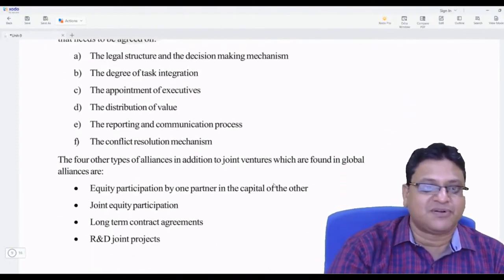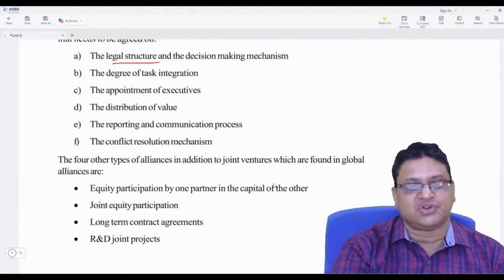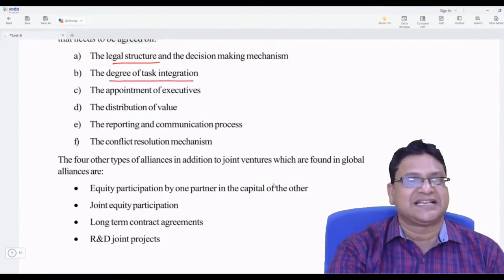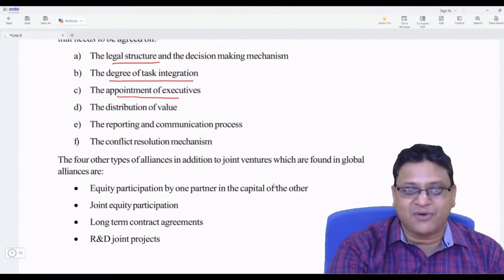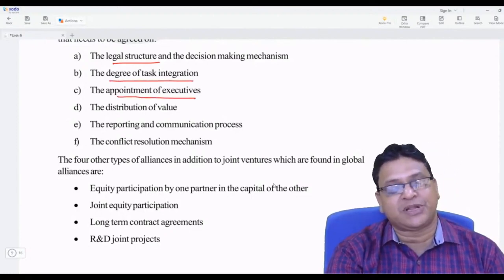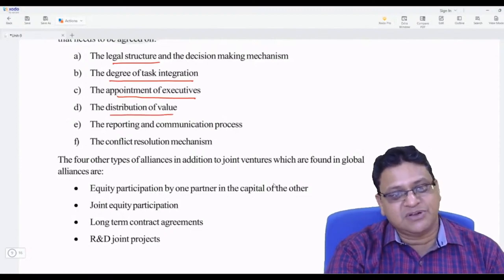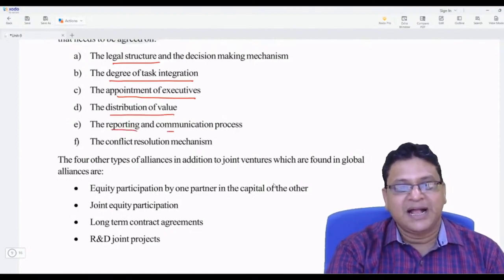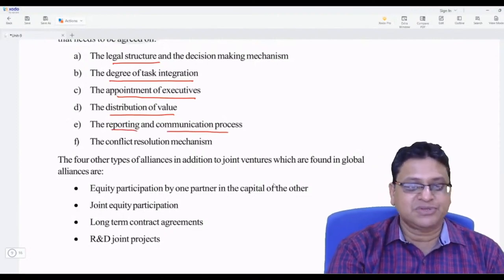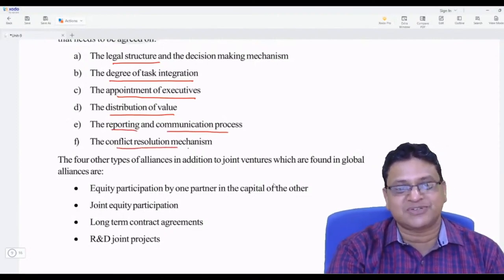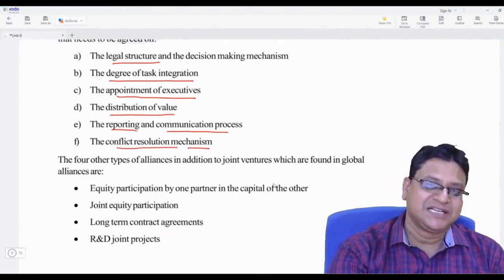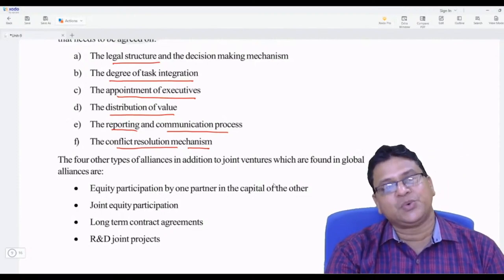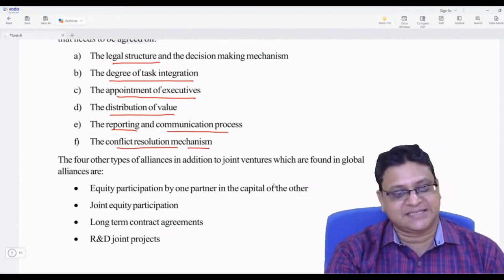The negotiations are done in the legal structure, in the degree of task integration, in the appointment of executives, in distribution of value, in reporting and communication process, and in conflict resolution and mechanism. So these things must be decided first before entering into a global strategic alliance.